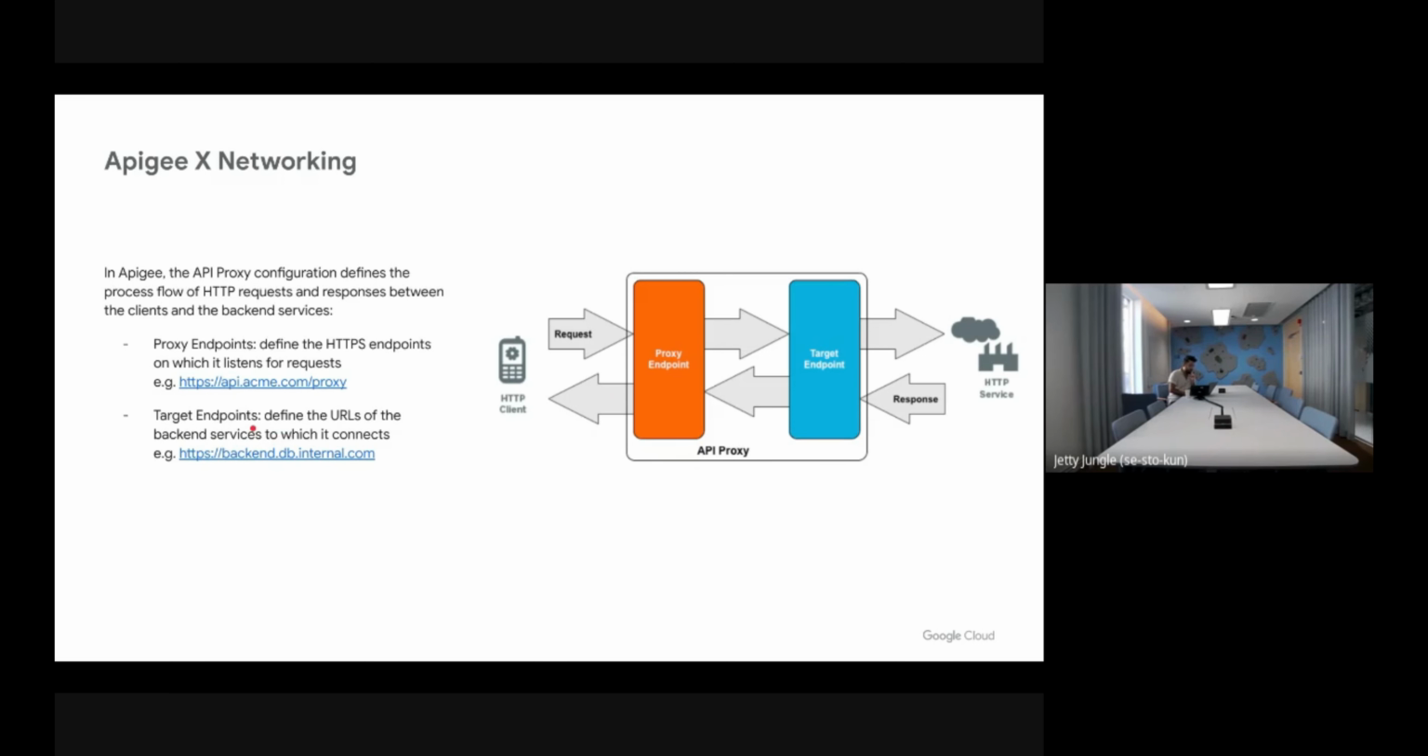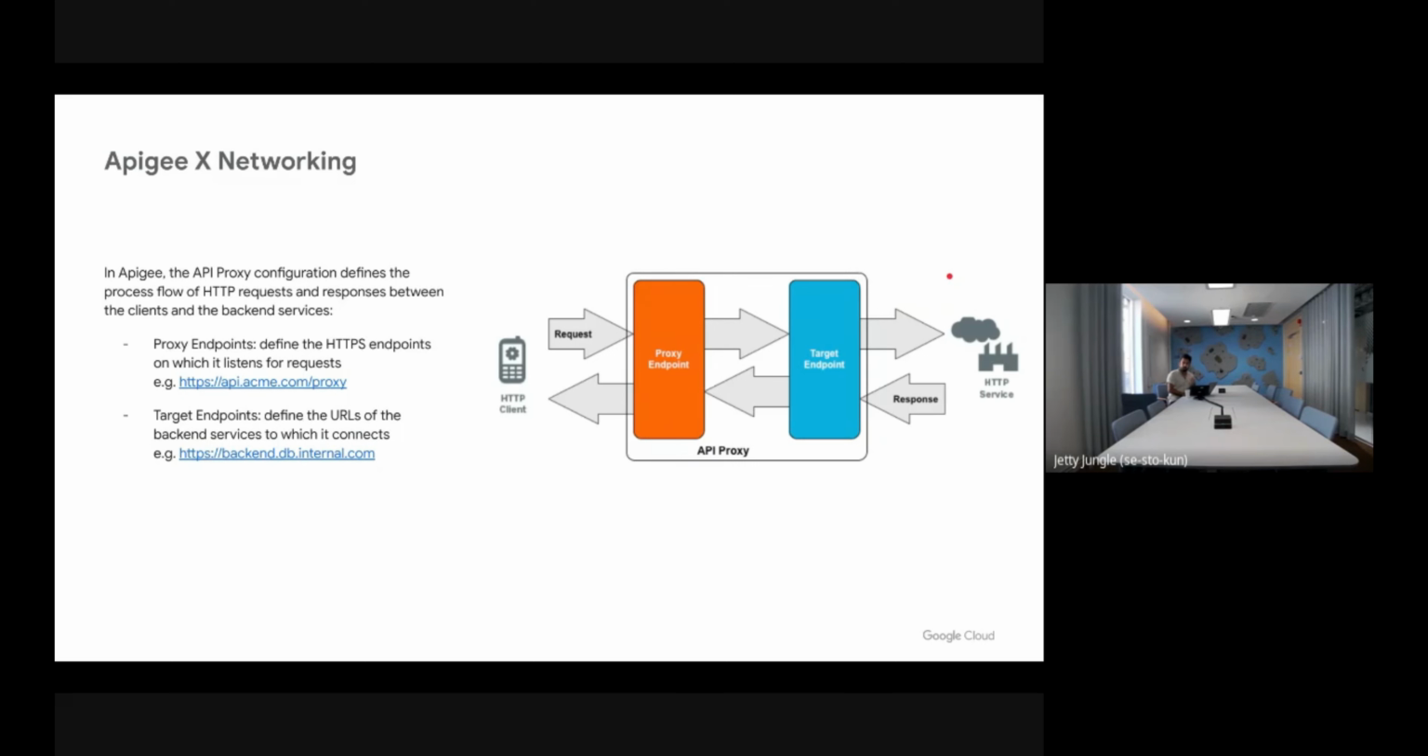And then we have the target endpoint, which defines the URLs of the backend services that it connects to. So for example, if you have a backend in GCP, let's say a Cloud Function or Cloud Run, you would give the target URL of that backend service over here, and then Apigee would connect to that service, provided that it has the right access to that service.